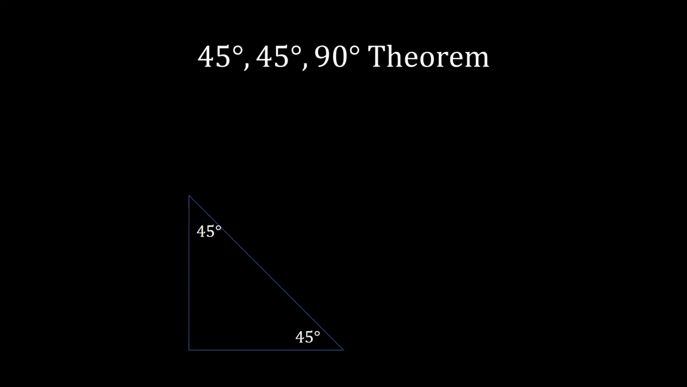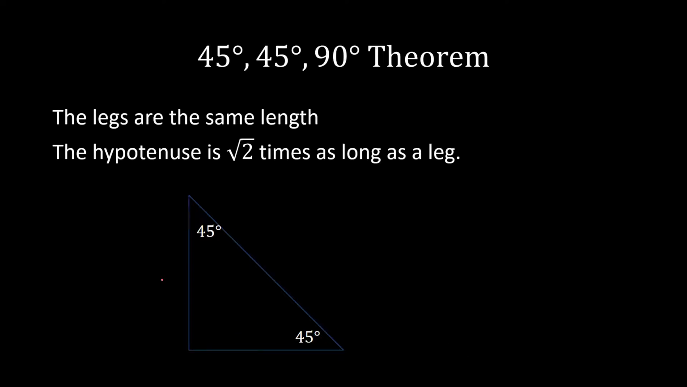Now with the 45-45-90 triangle, what we know is that this is an isosceles triangle where we have two angles that are the same, which means that the sides across from them are going to be congruent. So the side across from the two 45-degree angles are going to be equal. So the two legs are going to be congruent, and then the hypotenuse will be square root of 2 times as long as the leg. So for example, if the one leg was 6 inches, then the other leg would also be 6 inches, and the hypotenuse would be 6 times the square root of 2 inches.